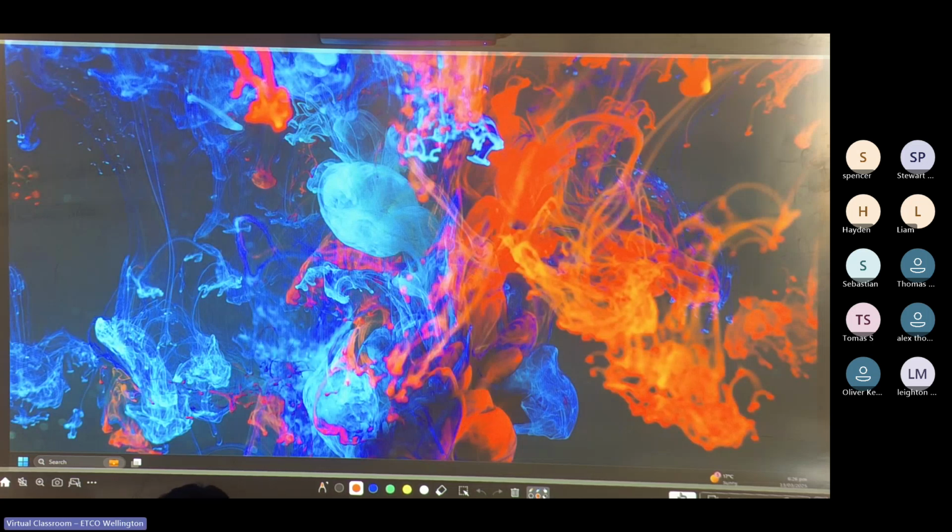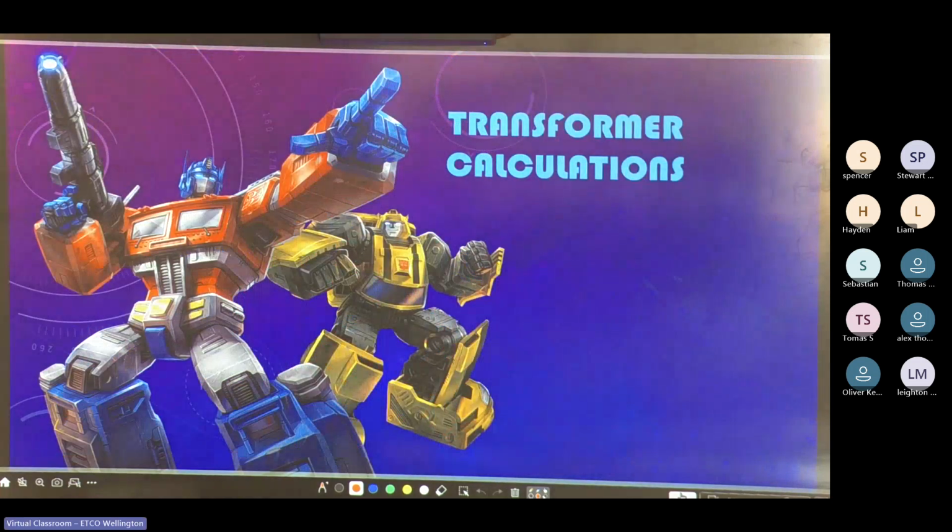Cool. So that's our last session on transformers, but what I quickly want to do is we're going to go over the various formulas and calculations that we need to do for the transformers. So we'll just go over those and do a couple of practice questions. Cool. So transformer calculations.